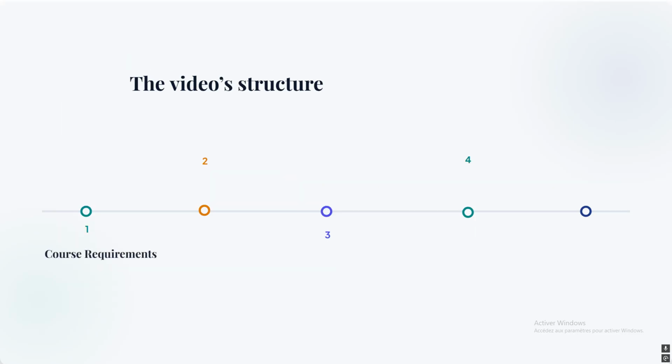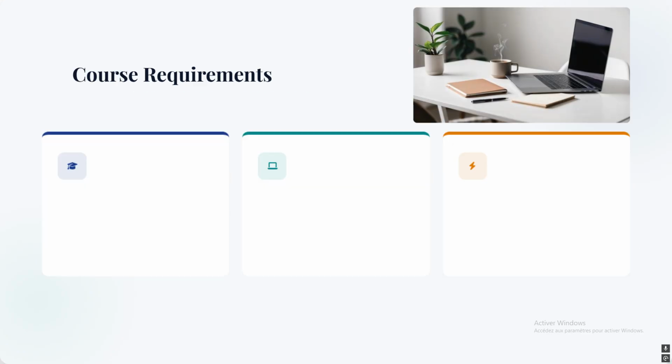The video is structured as follows. First, we're going to see the course requirements, that is the prerequisites. Then second, we'll see the course objectives. Third, we're going to see the course program, and then we'll answer the question of what you should do, and finally how you are graded. We're starting with the course requirements.